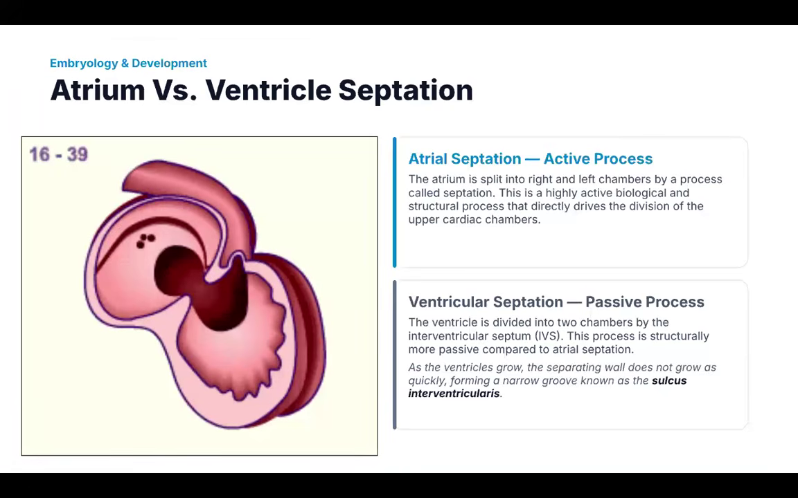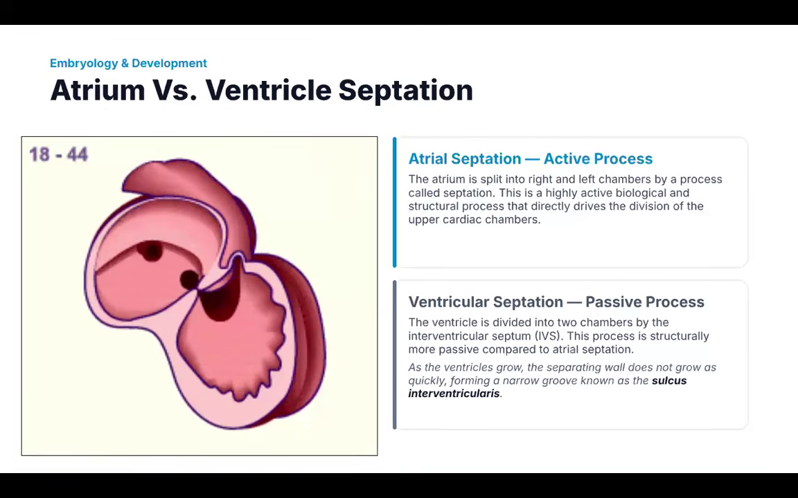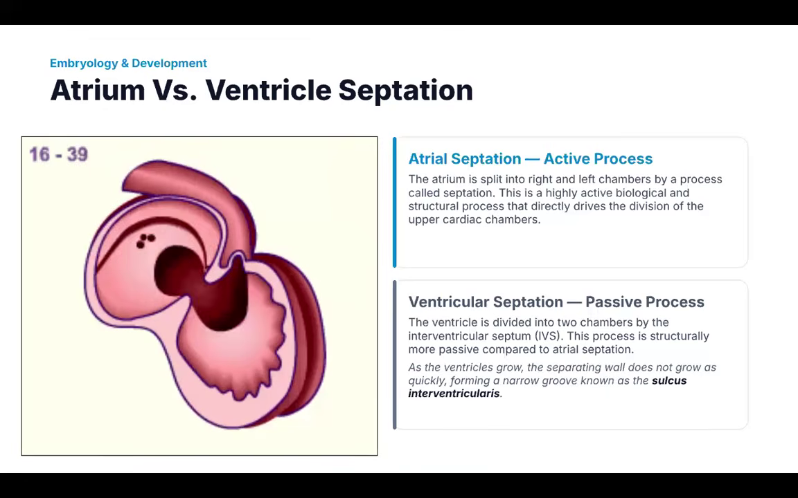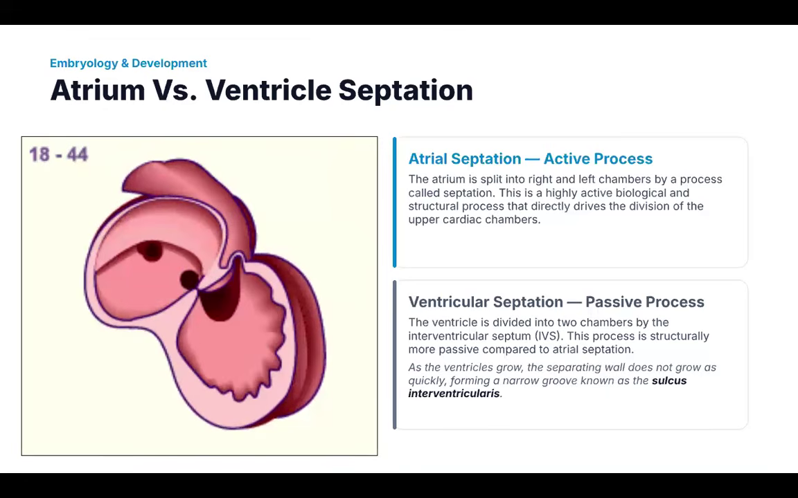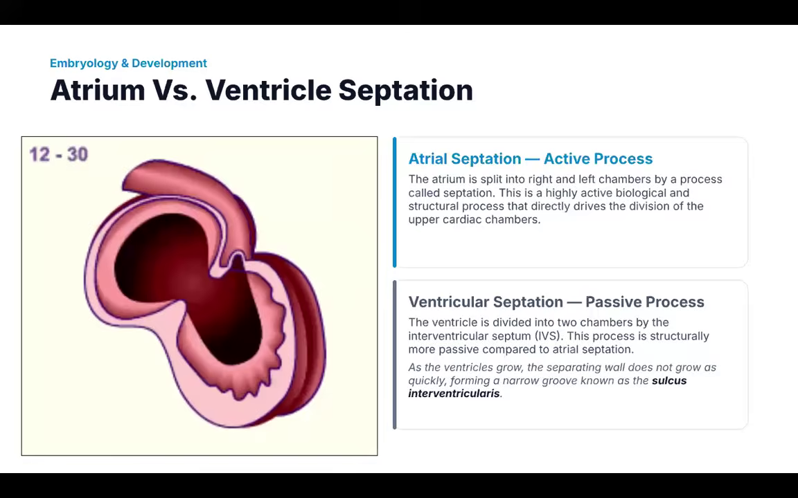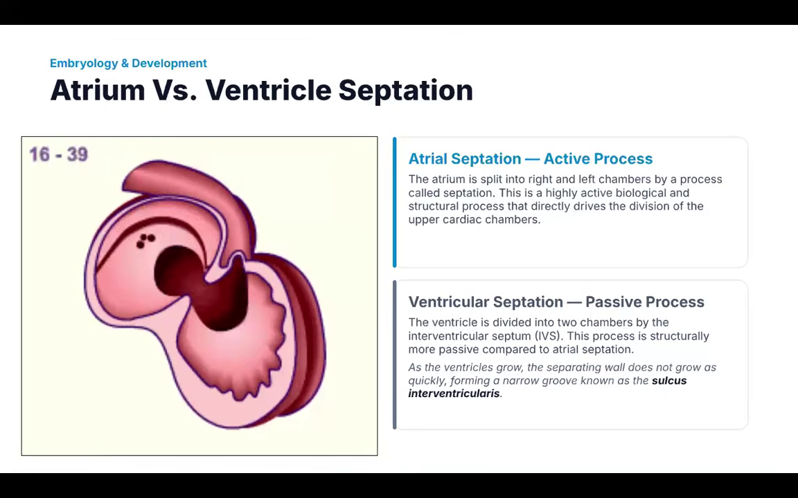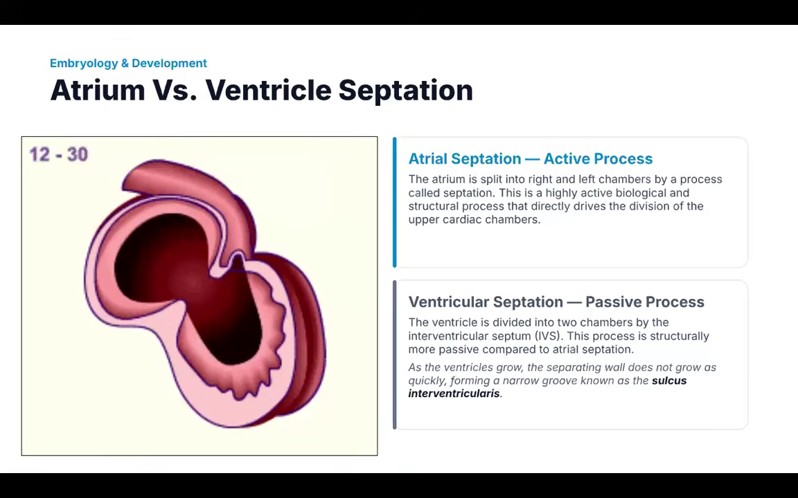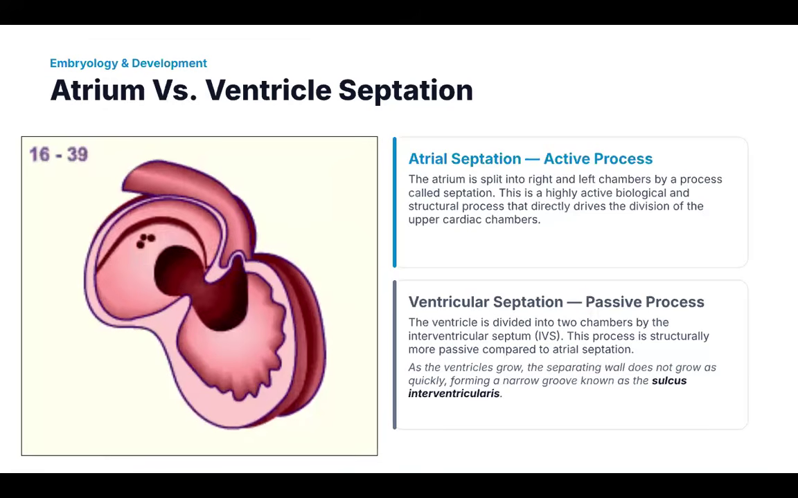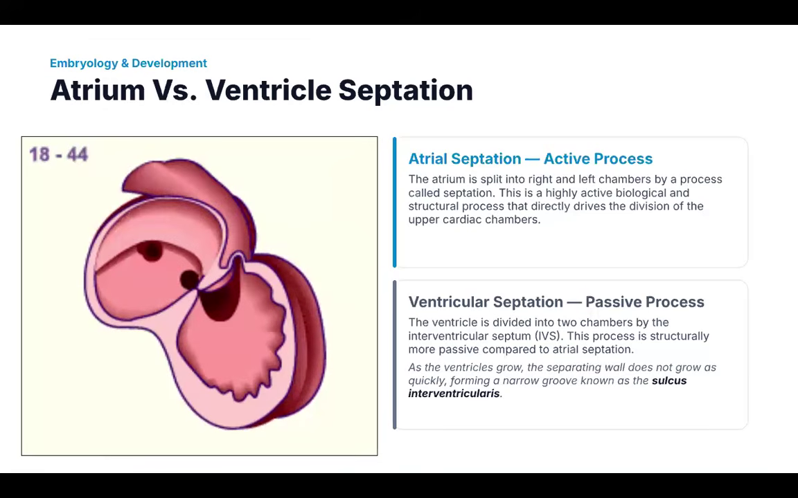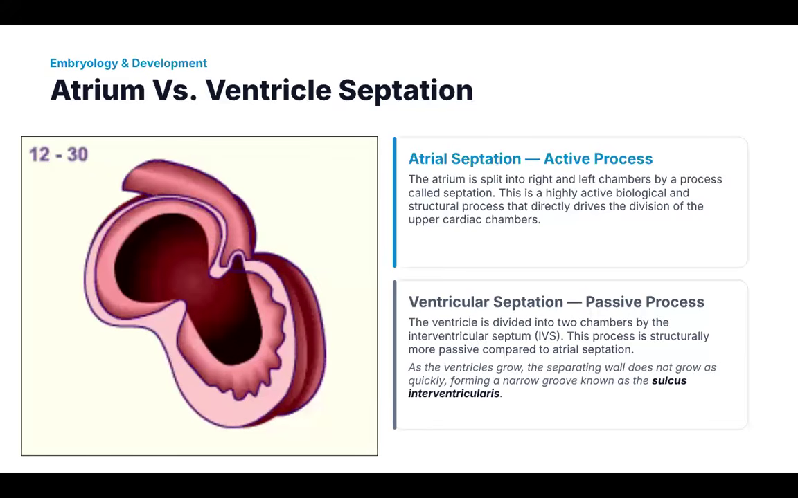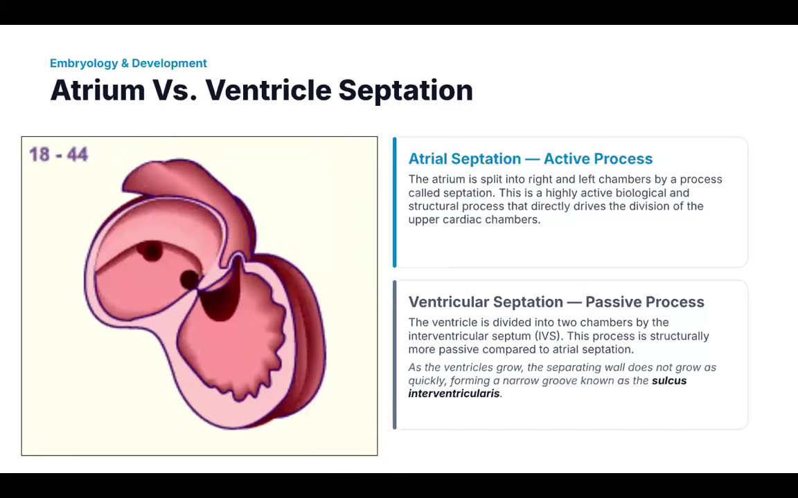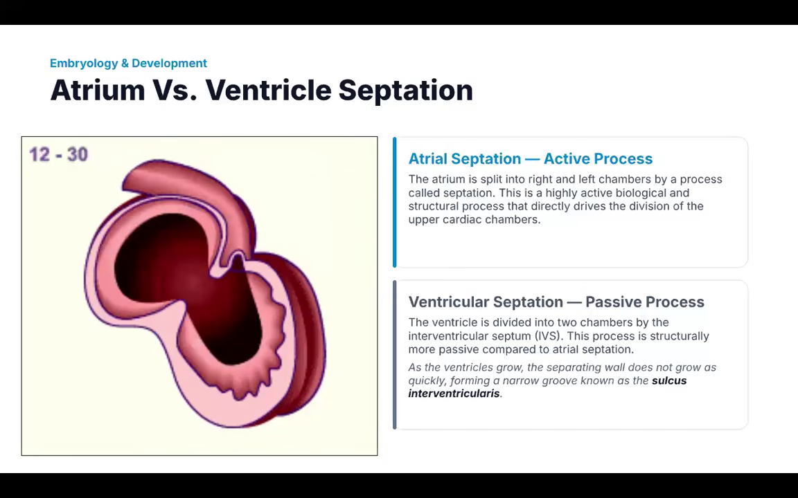All right, so we're getting down to the end. So now we're going to talk about atrium versus the ventricle septation. Okay, this is a complex process, which makes sense that VSD is one of the most common defects because of the process of its formation. It's amazing that we don't see a VSD in almost every patient because of this complex process during development.